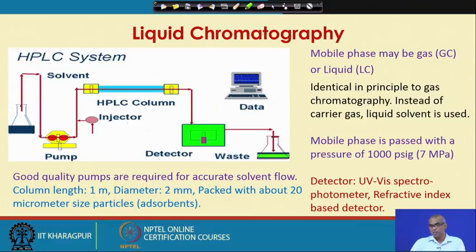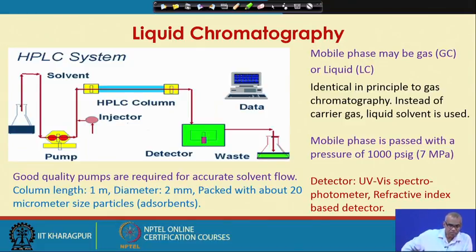Please recall that we discussed that the mobile phase in chromatography may be gas as well as liquid. It is always a fluid. When the mobile phase is gas, we call it gas chromatography. When the mobile phase is liquid, we call it liquid chromatography. So, liquid chromatography is identical in principle to gas chromatography. Instead of carrier gas, we use liquid solvent as mobile phase. The mobile phase is passed with a pressure of 1000 psig, which is almost 7 megapascals.